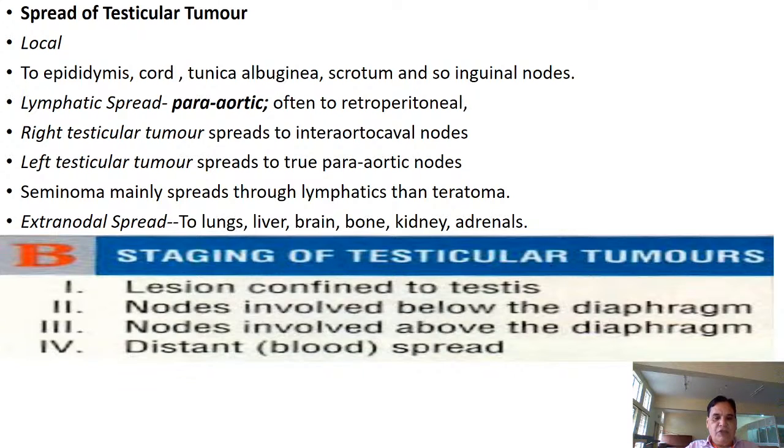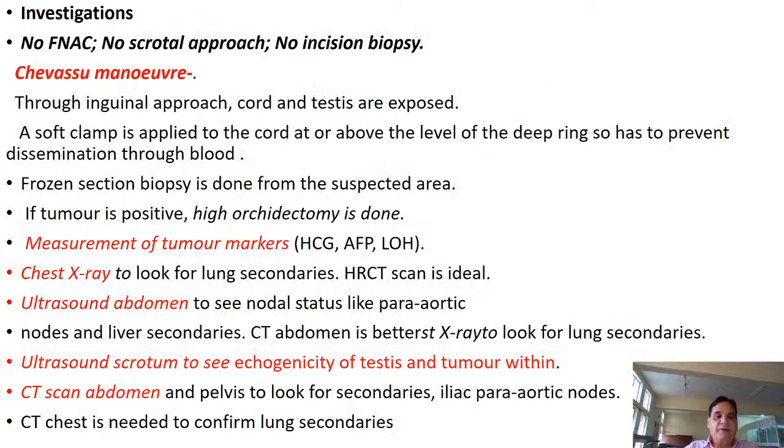So just remember the staging of a testicular tumor, the simplest form. Stage 1, lesion confined to testes. Stage 2, nodes involved below the diaphragm. Stage 3, nodes involved above the diaphragm. Stage 4, distant or blood spread. This is the staging of a testicular tumor, the simplest definition. Remember this. Okay.